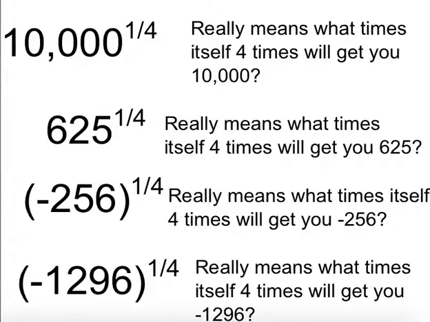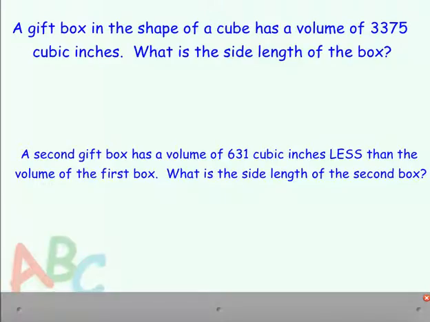And lastly, some fourth roots. The fourth root of 10,000, well, 10 times 10 times 10 times 10 gives us 10,000, so we would get 10 here. 625 is 5. And if I'm taking the fourth root of a negative number, I cannot do that. All right. Let's just do 2 more examples, but some word problems this time.